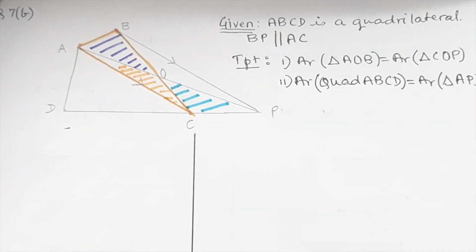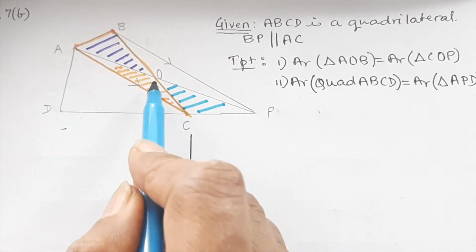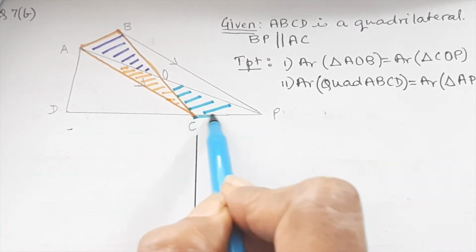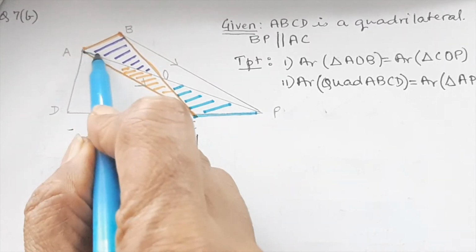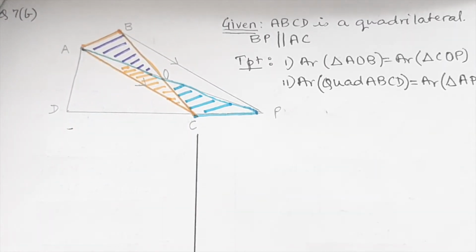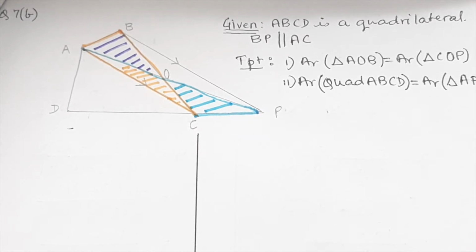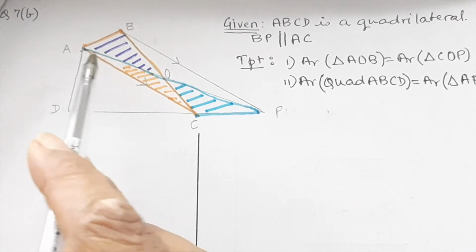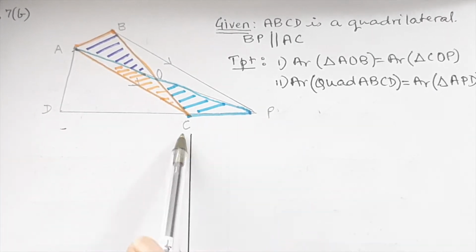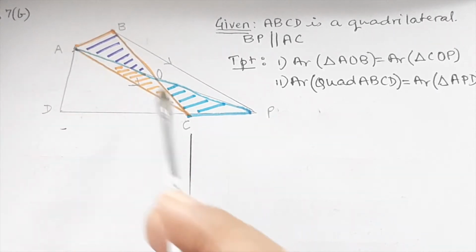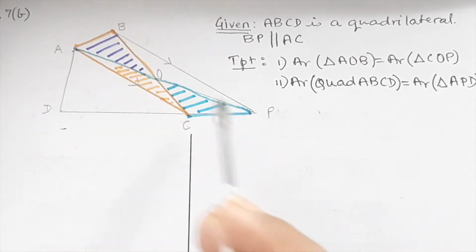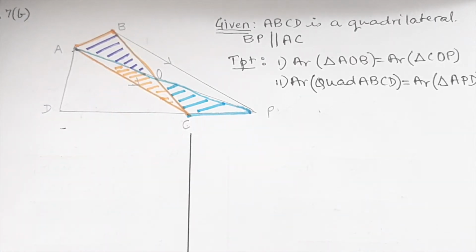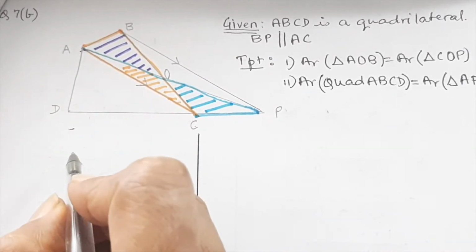This one. Okay, and if we are adding this orange triangle to COP, then we will get this triangle. Can you see that? Yeah. Now what can you say about ABC triangle and APC triangle? They are having the same base and they lie between the same parallels. And so we are going to start writing our solution.